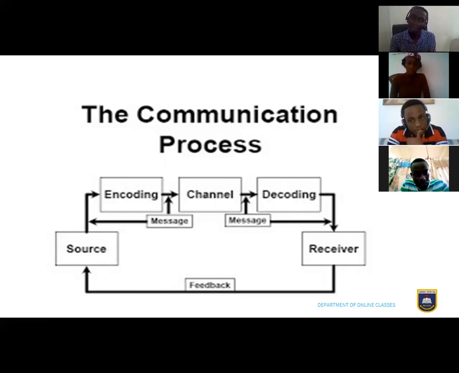Now let me apply it to our class. I am the source, the channel represents the Zoom app. So I'm giving you information. Information is the word message, which is the word communication as a topic. You become receivers. After giving you this lesson, what happens? I'll give you a test. I'll give you an exercise. The answers you give me represent the what? The feedback. Do you agree?